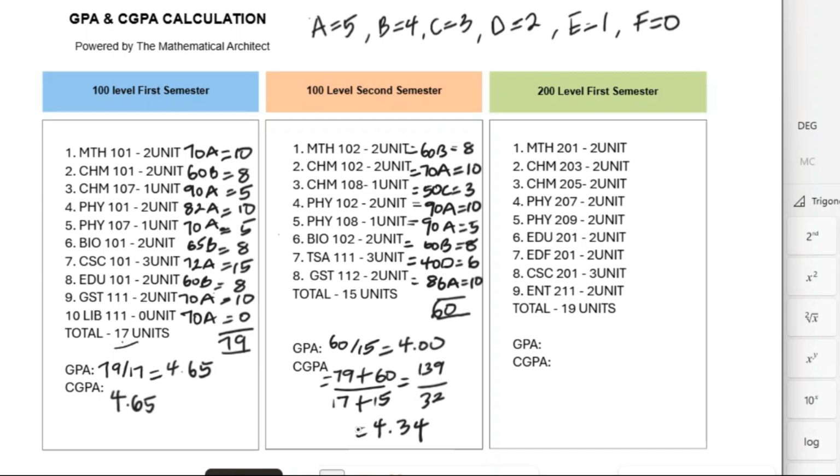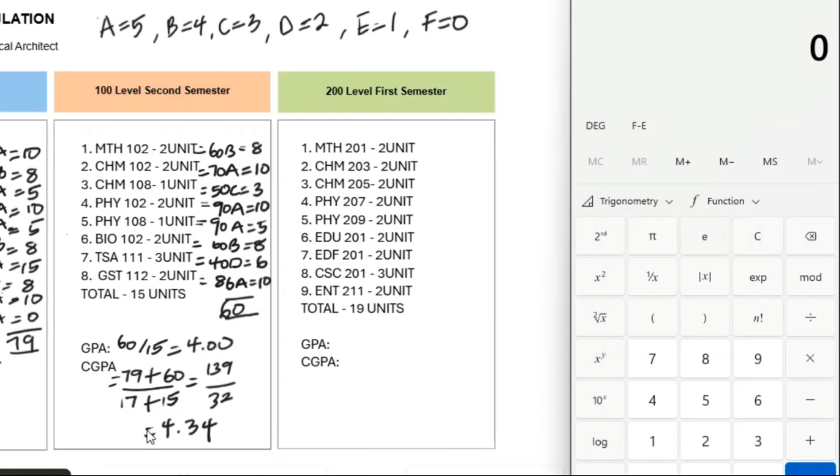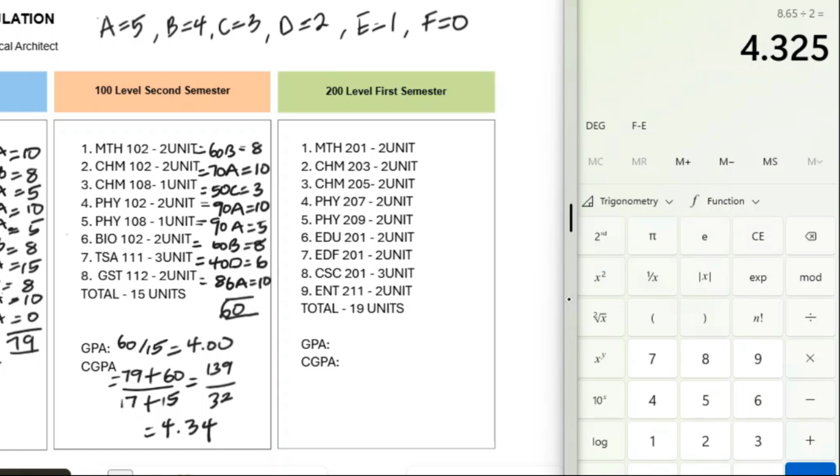So you see that it's a little bit different if you use the wrong approach. The wrong approach is if you say 4.65 plus 4.00 divided by 2, which gives 4.325. So it's different. So this is the approach you use. So let's do one more semester.